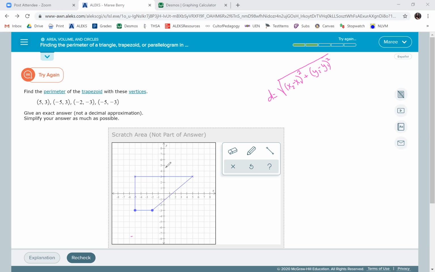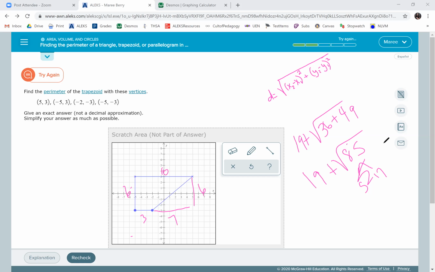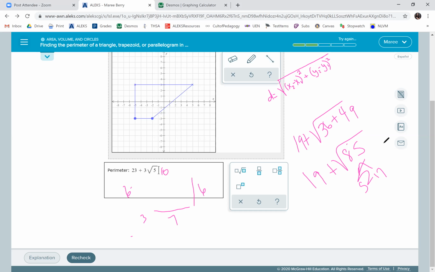Okay, so let's see. We knew this was 10. And this one was 1, 2, 3, 4, 5, 6. And this is 3. So 10, 16, 19. And then this is, whoa. Okay, so from -2 to 5 is 7. And from -3 to 3 is 6. So 36 plus 49, square root of 85. 5 times 7. Okay, that can't simplify. So 19 plus the square root of 85.